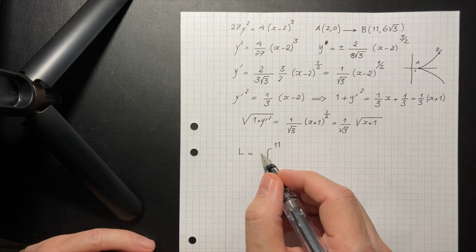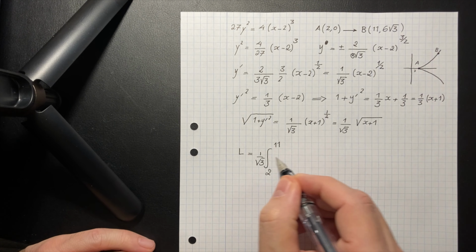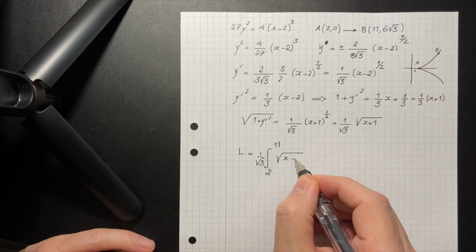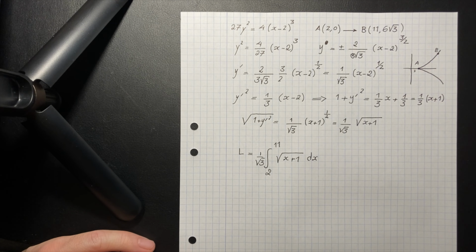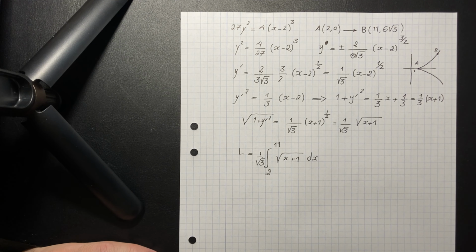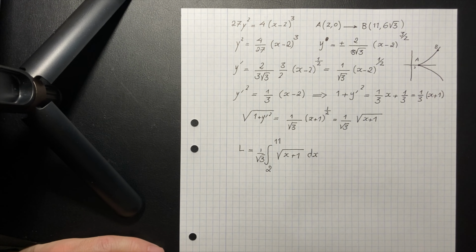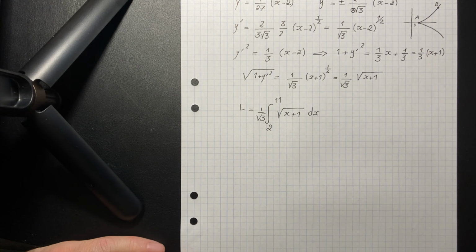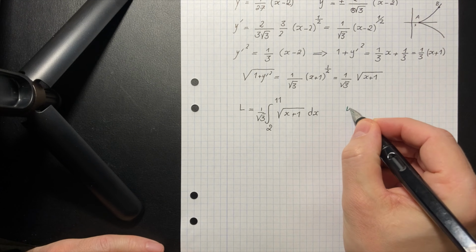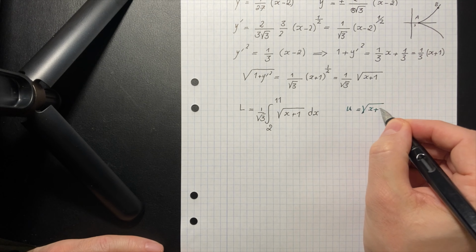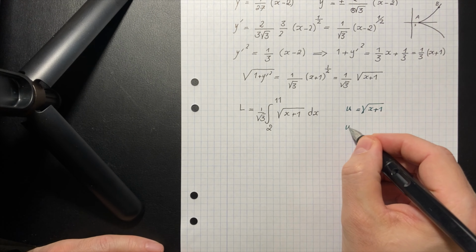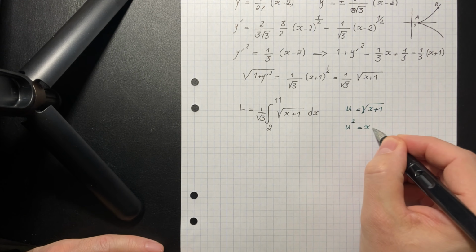There is a multiplicative constant, I pull it out, and then I have the square root of x plus 1 dx. Okay, so what I need to do is simply calculate this definite integral, and hopefully you have enough experience by now. So what we do, we introduce a new variable. Let us, for example, take u to be the square root of x plus 1. Now I square both sides, and then I differentiate.